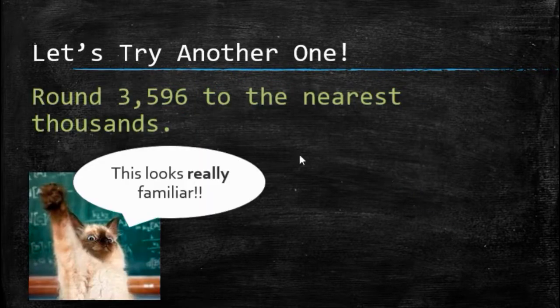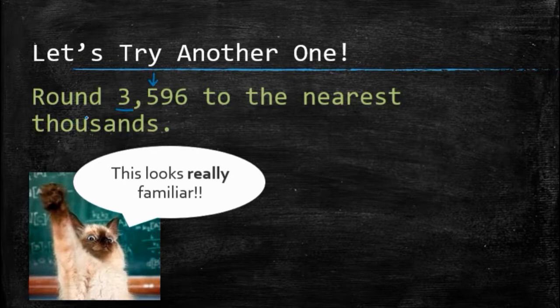All right, so let's try another one. Round 3,596 to the nearest thousands place. So the first thing we're going to do is identify which number is in the thousands place. And we know that that 3 is in the thousands place. And we're going to underline that just to make sure. We're going to look at its neighbor, which happens to be a 5.